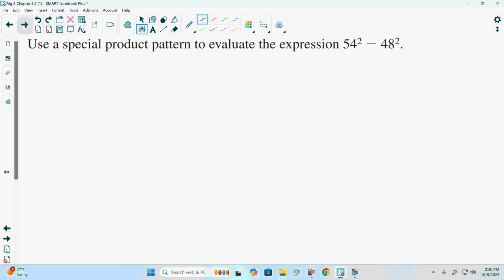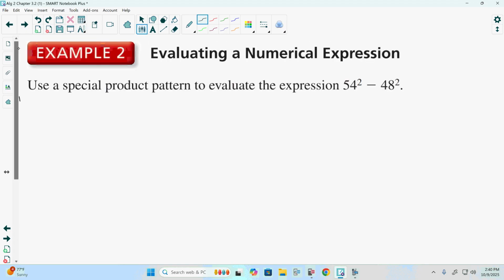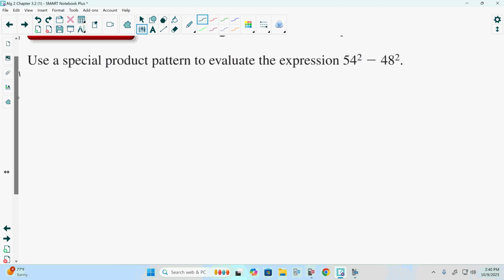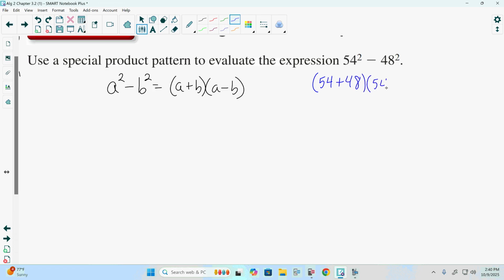Use the special product pattern to evaluate the expression. The special product pattern is exactly what we've been doing. a squared minus b squared is equal to a plus b times a minus b. So 54 squared minus 48 squared, we would say this is 54 plus 48 times 54 minus 48, because a in our expression is 54, b is 48, a squared minus b squared. And we can use this to simplify.